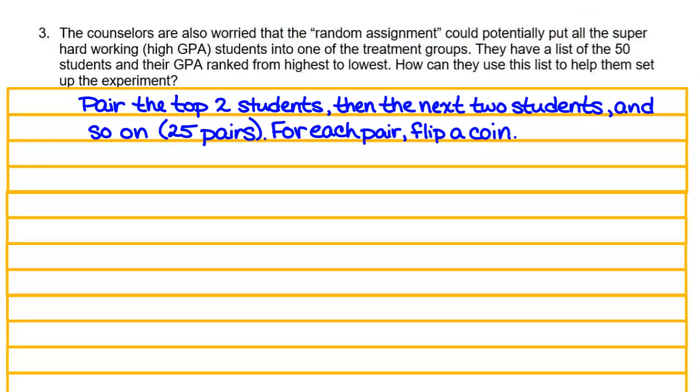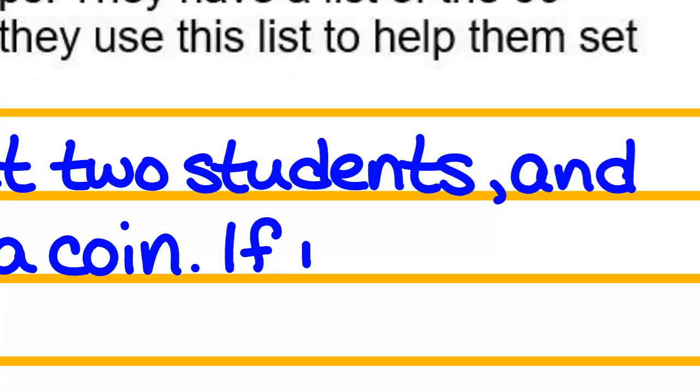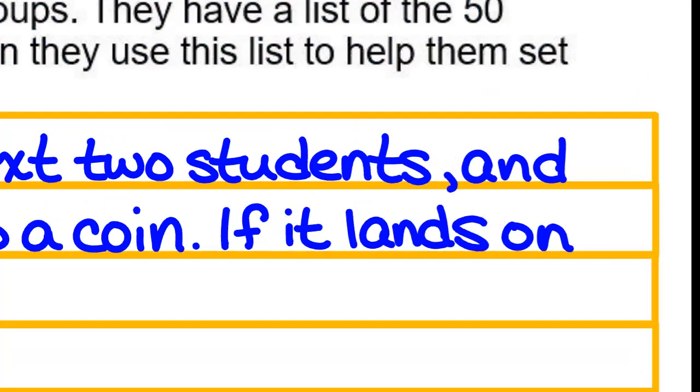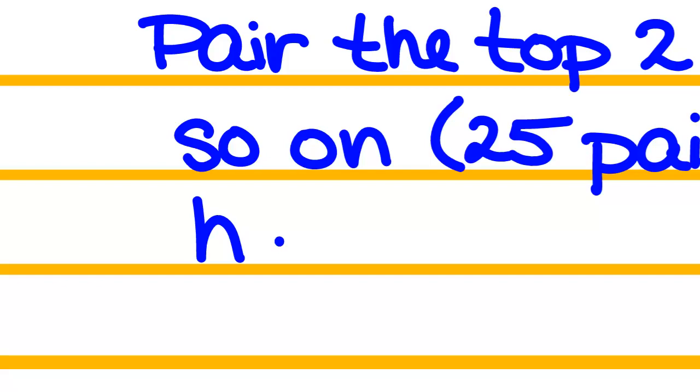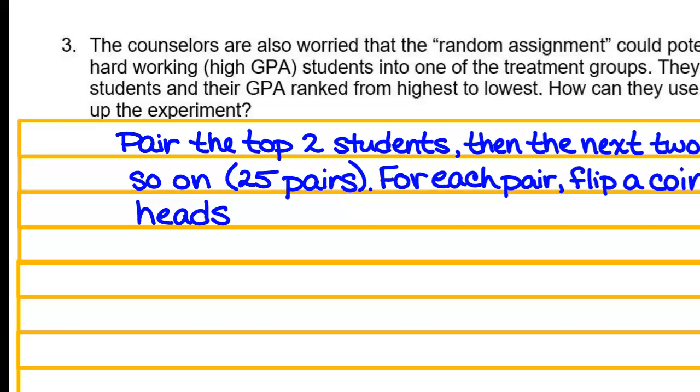All right, now here's where it gets sticky, because I have to be super, super clear. Anybody should be able to pick this up and execute what I have written here. So I can't leave anything up to doubt whatsoever. For each pair, I flip a coin. What are the 2 possible outcomes from the coin flip? Heads or tails. So I have to talk about what happens if it lands on heads. I have to talk about what happens if it lands on tails. So if it lands on heads, what should happen?